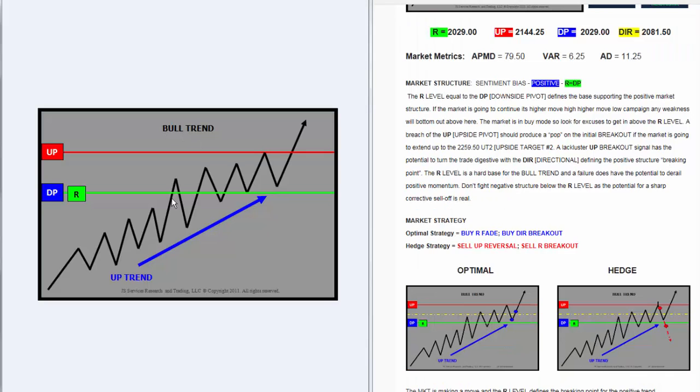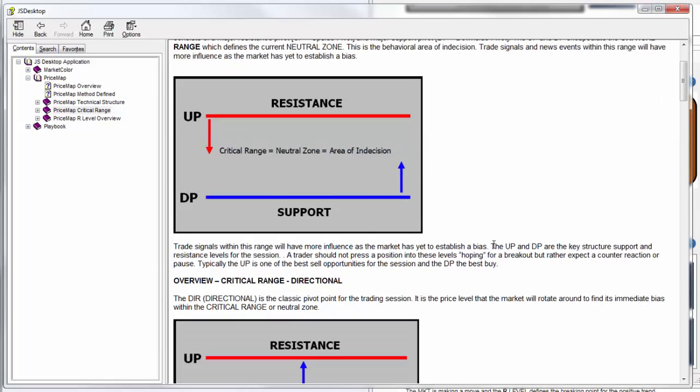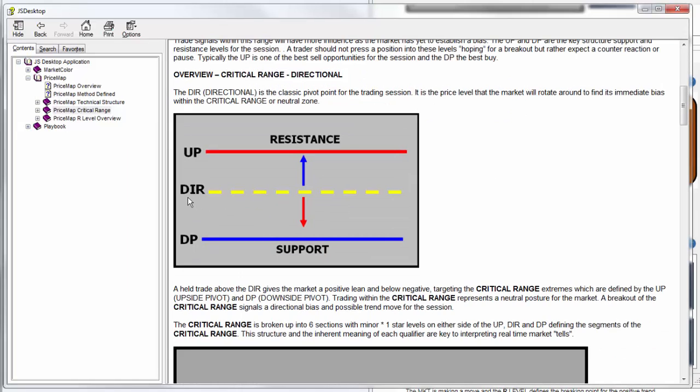Because we're in this state and we have this structure, there's certain strategy themes that are inherent. We have an optimal strategy theme, which is a buy R fade, so we're going to fade momentum into the R level. We also have a price point called a directional, which is the midpoint of the critical range. So the critical range is defined by the upside pivot and the downside pivot, and the midpoint of that critical range is what we call the directional. So it's kind of a rotational number within the critical range.